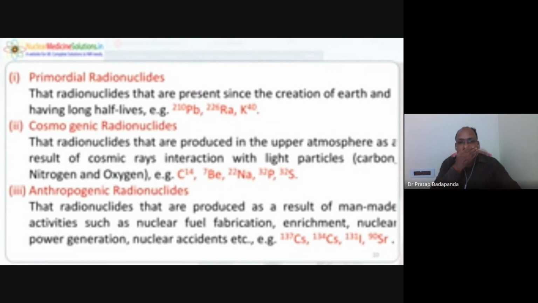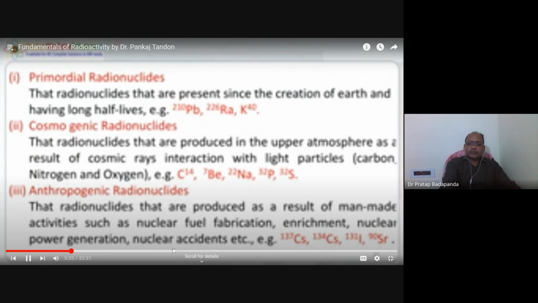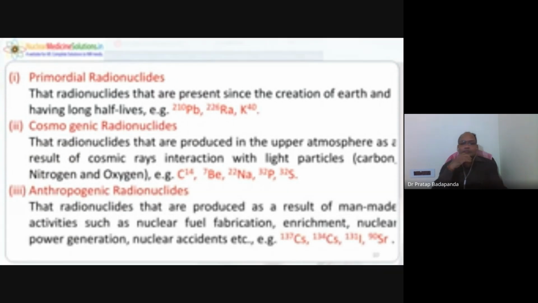Now comes the last category, called anthropogenic radionuclides. These are radionuclides produced as a result of man-made activities such as nuclear fuel fabrication, enrichment, nuclear power generation, nuclear accidents, etc. And whenever such incidents take place, we get radioactive material like cesium-137, cesium-134, iodine and strontium. It means we have defined radioactivity in three different forms or parameters: primordial, cosmogenic and anthropogenic.